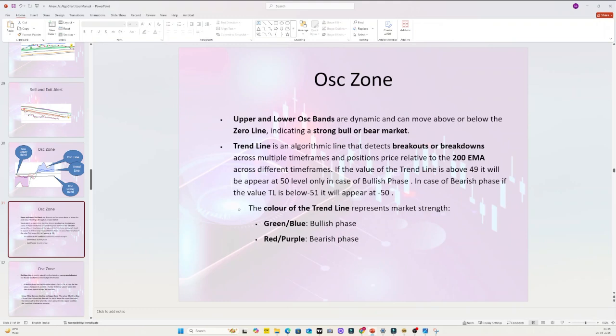And so in this way the trend line is calculated. Even if it is above zero, we see that the market is now moving in an upward direction. Next, if the value of the trend line is above 49, it will appear at the 50 level only, in case of bullish. At the 50 level only. So we have fixed it like that: even if its value is 70, you will see the trend line moving straight at 50. Obviously, in the table you can see what the value is.